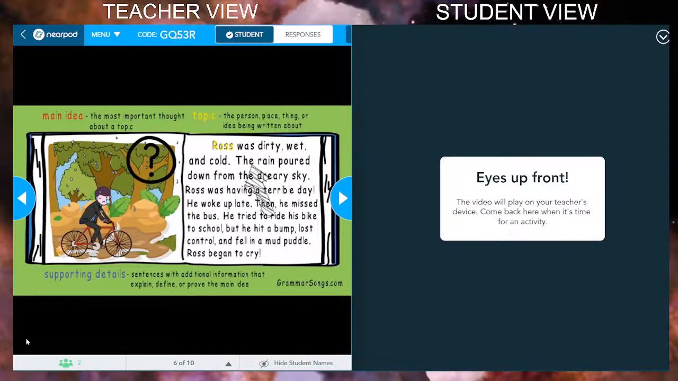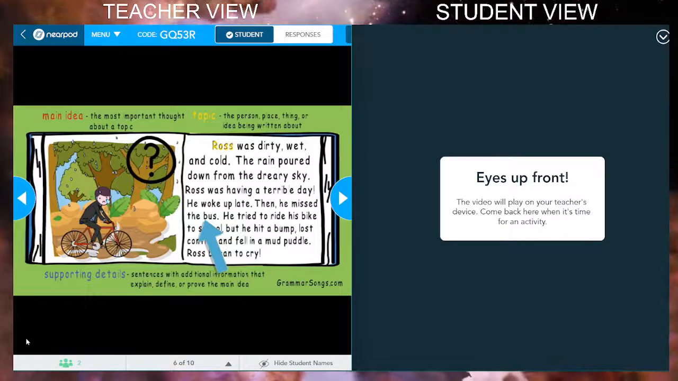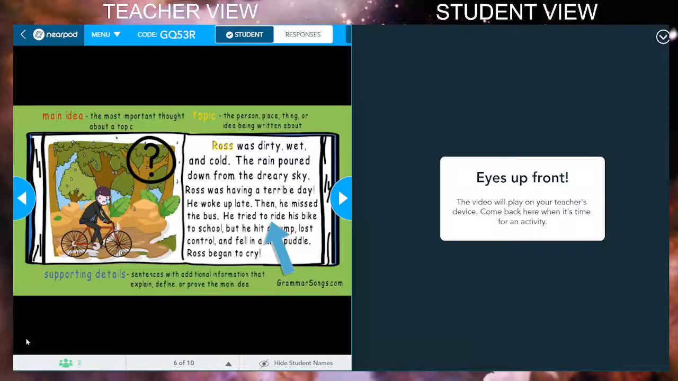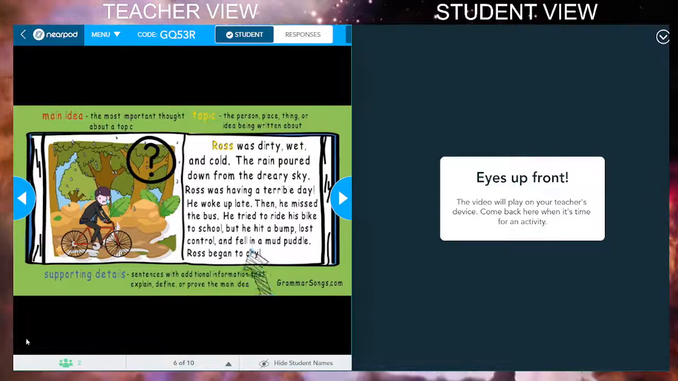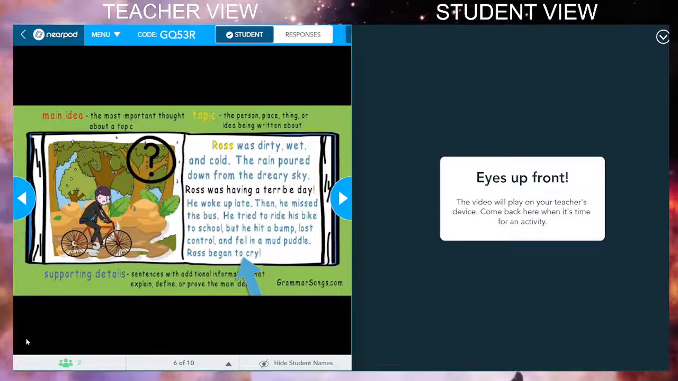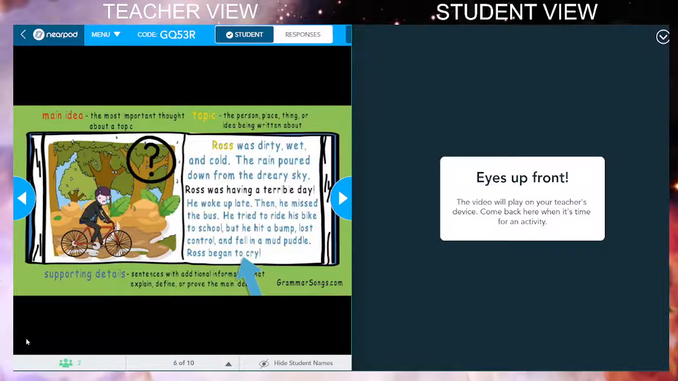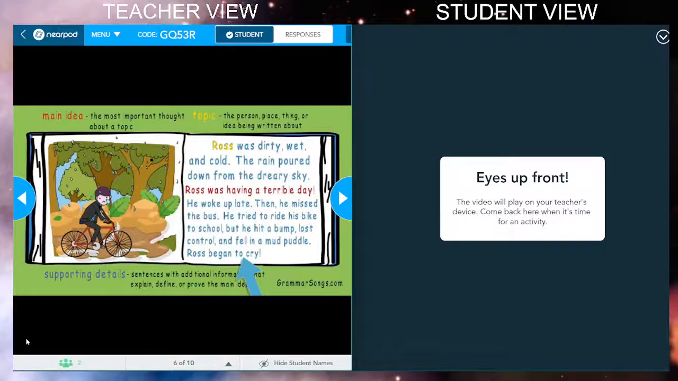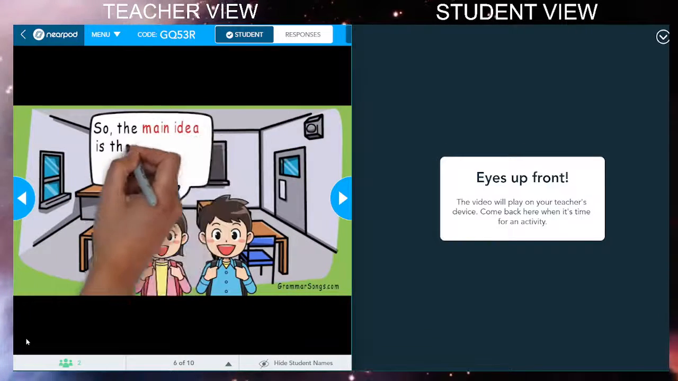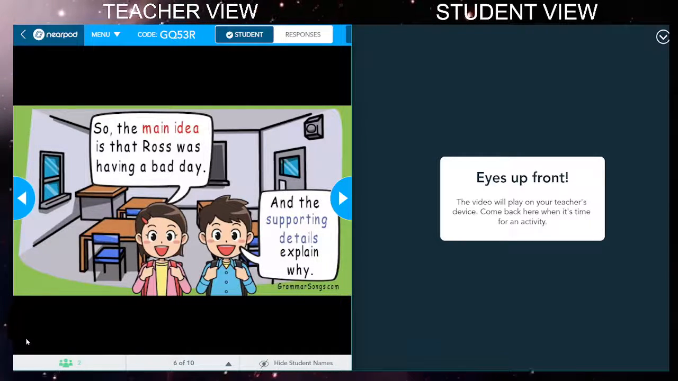He was dirty, wet, and cold. It was raining. He woke up late. He missed the bus. He took his bike to school, but he hit a bump and fell in a mud puddle. Then he started to cry. The author gives many supporting details about Ross, and all of these details prove to us the most important thought about Ross, the main idea. Ross was having a terrible day. So the main idea is that Ross was having a bad day, and the supporting details explain why.